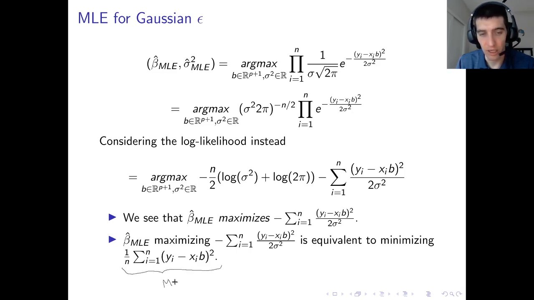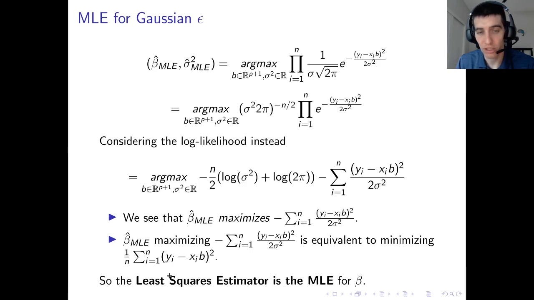This is the empirical mean squared error, right? By some manipulation, I've just multiplied and divided by some constants and got rid of the negative. Maximizing this expression, which comes from this likelihood term, is equivalent to minimizing mean squared error. Okay, so this is a big deal. What we've shown is that the maximum likelihood estimator for beta minimizes mean squared error.